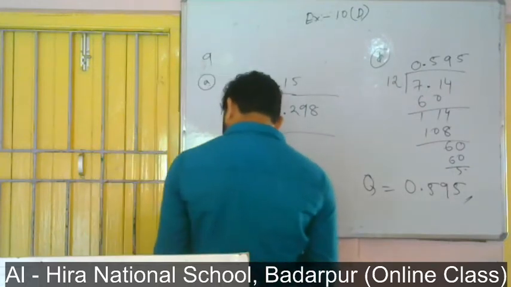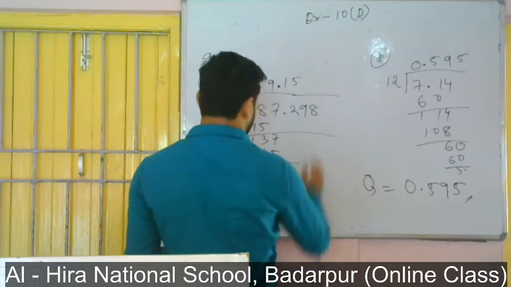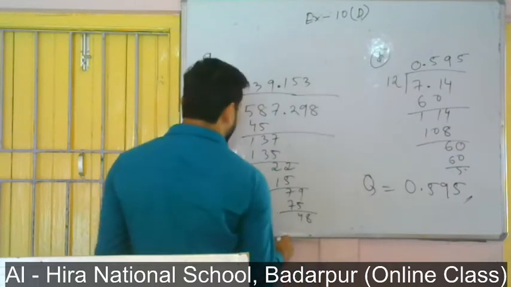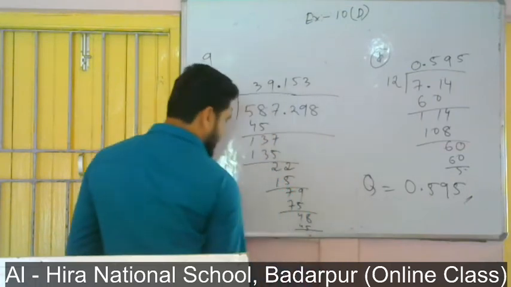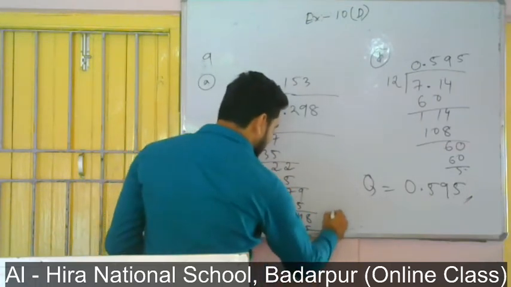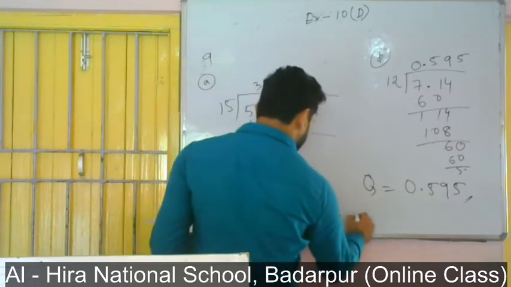Now 3 15s are 45. Okay. Then after that what are you getting? We'll write here. Okay. 45. 8 minus 3, 3. Okay.